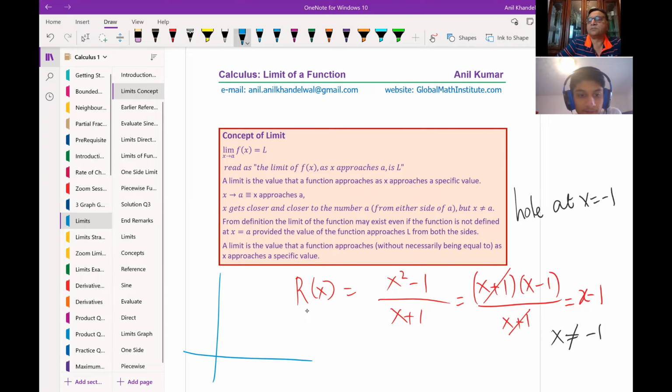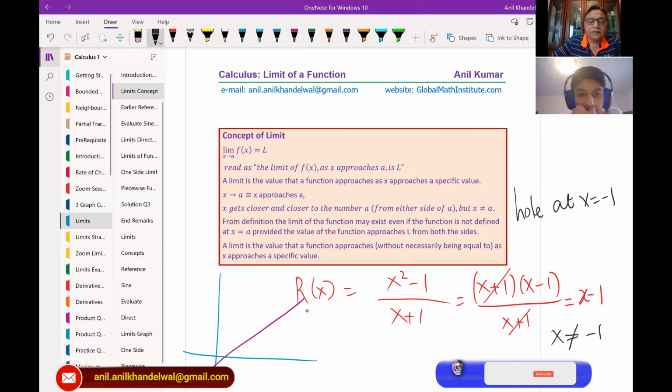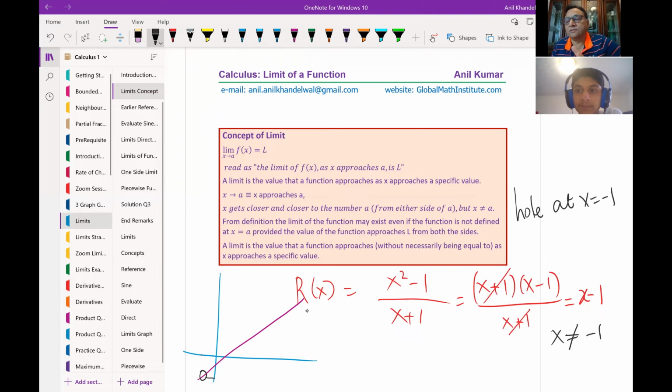So it is x minus 1, a straight line with y-intercept of minus 1, right? Clear? So it is diagonally moving kind of like this. However, at minus 1, it is not defined. So at minus 1, at this point, we should have a hole, correct? Now, this hole is not in the domain of the function. However, we can approach the hole from both the sides. You get the idea?